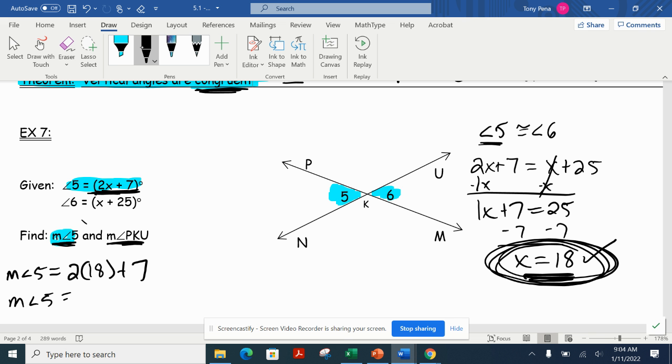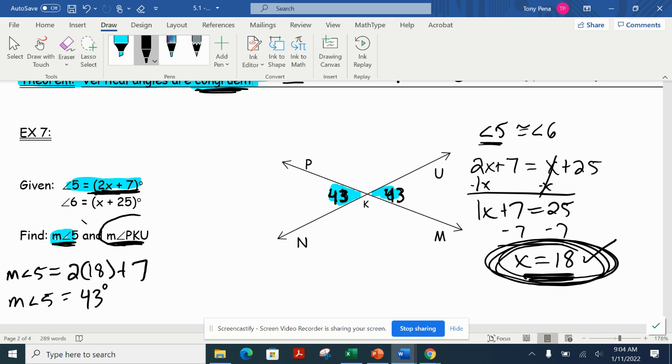All right. So 2 times 18 is 36. Add in a 7. What is 36 and 7? That should give us 43 degrees. All right. So we know that this is a 43-degree angle. So I'm just going to write over the top of it because it's easy for me to do. You may not want to do that. What do we then know angle 6 has to be? Yeah, it's got to be 43 as well. That's our vertical angle. Those are congruent to each other.